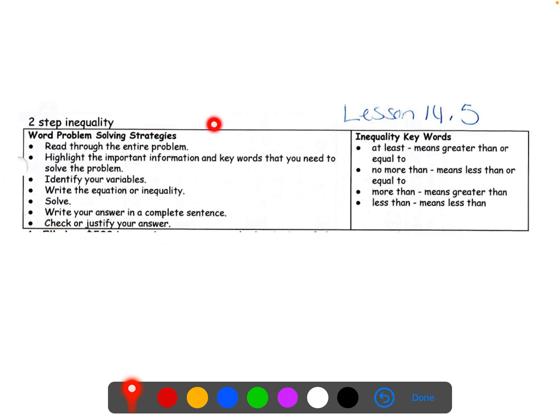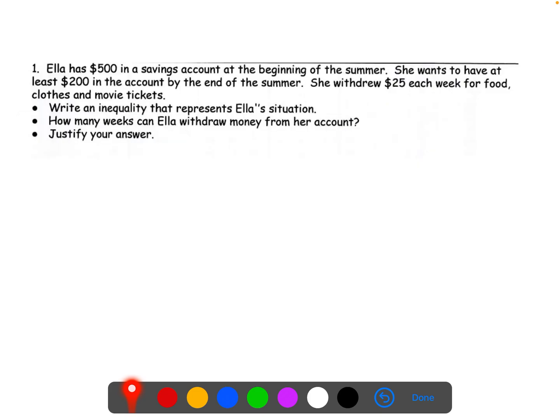It's reminding you some problem solving strategies that we'll need for this first page, and it's identifying some keywords that we'll see often with inequality symbols. Please take a look at those as you continue on with your handout. But for today, we're going to look at this first situation, do it together, and then you'll be able to do the rest as a practice.